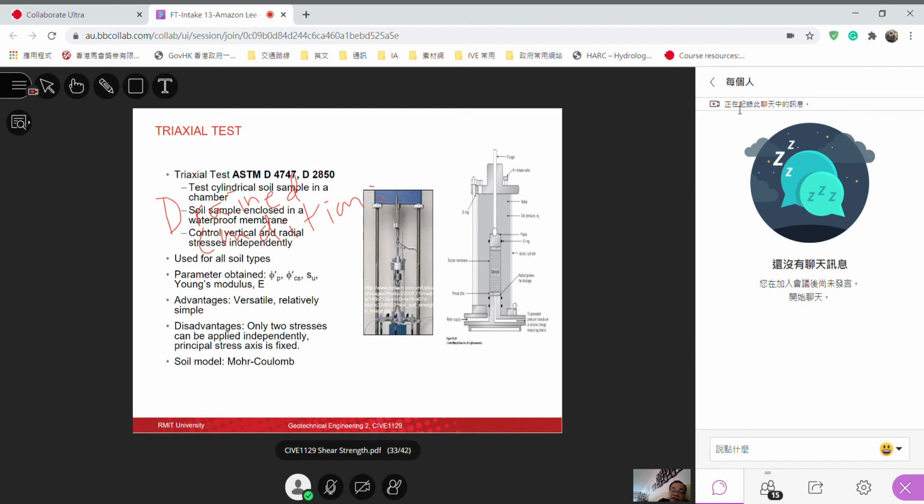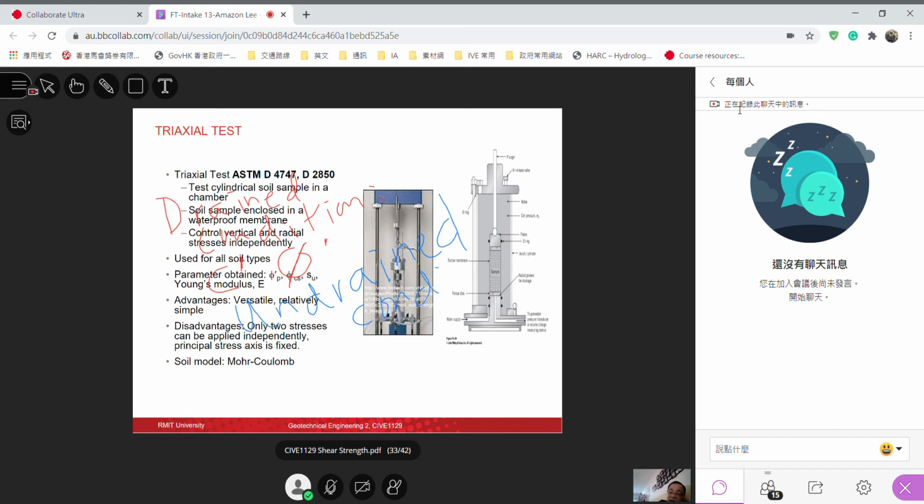Then we can find out the cohesion intercept under drained condition and angle of friction under drained condition. We can do it under undrained test. So we can control the drainage valve. We can close the drainage valve and simulate undrained test.